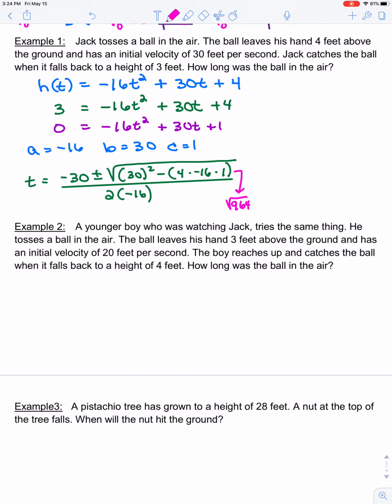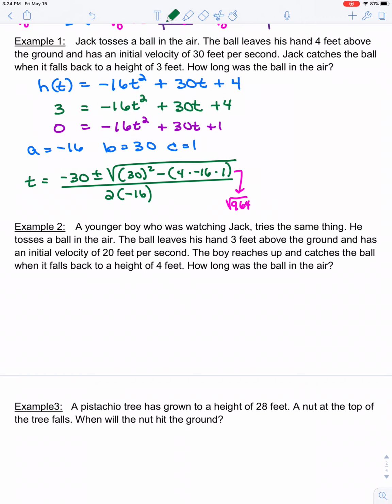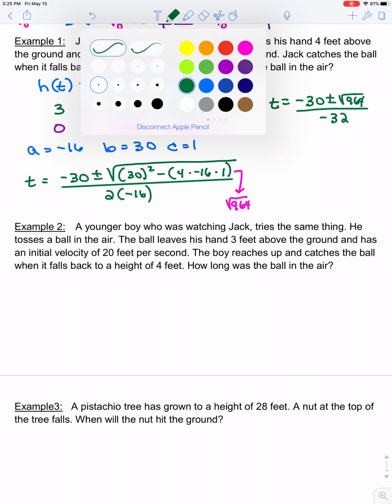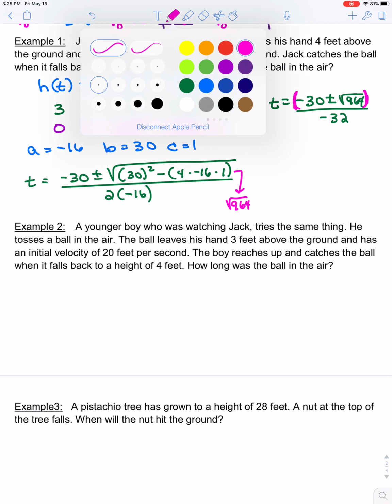And now you can place it into your calculator. Remember, you have to use parentheses. Super important. So we're going to set up t equals negative 30 plus or minus the square root of 964 all over negative 32. Here's what's super important. You have to put your parentheses around your numerator. You will get two answers. First, you put in negative 30 plus, then you put in negative 30 minus, and you will get two answers.